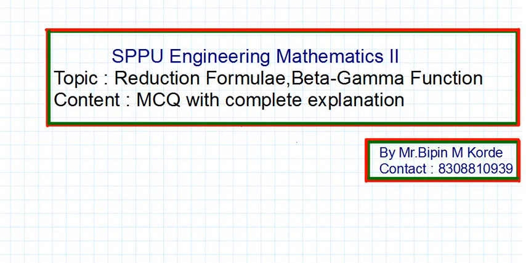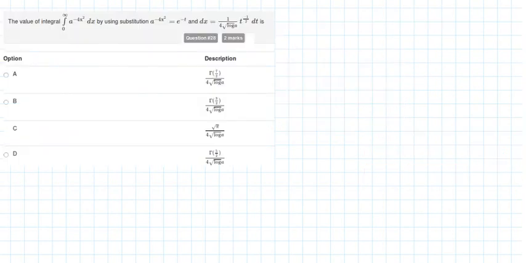Hello friends, we are solving MCQs over reduction formulae, beta and gamma function. So let's start with the examples. The example is the value of the integral. We will write the integral first.